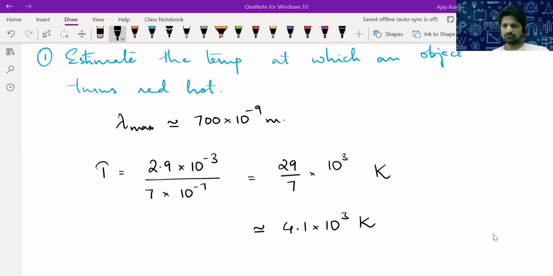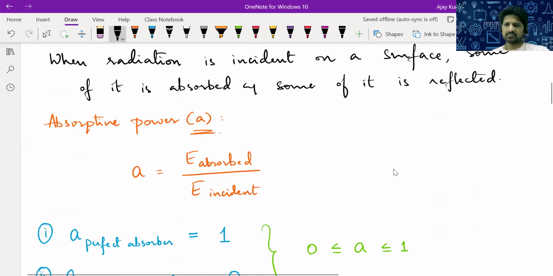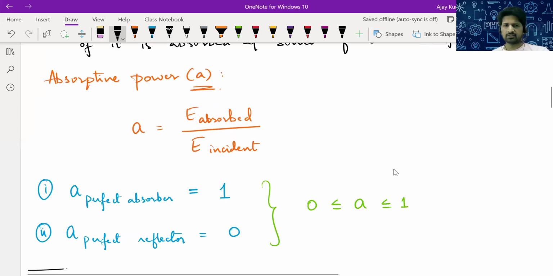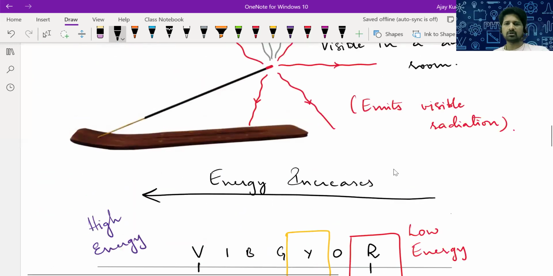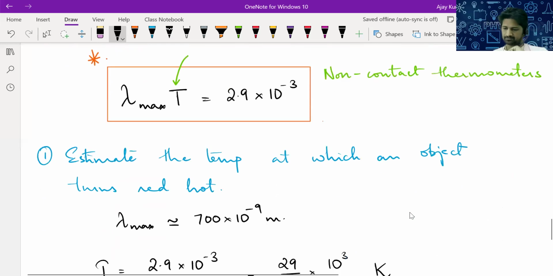So what all have we discussed so far in today's class? We talked about absorptive power. Basically, when electromagnetic waves are incident on a surface, some energy is absorbed by the surface, some energy is reflected. So out of all energy incident, what fraction is absorbed is what we call absorptive power. For a perfect absorber, which means a surface which absorbs all the energy that falls on it, absorptive power will be equal to 1. For a perfect reflector, it will be 0. It doesn't absorb anything. Then we talked about radiation emitted by an object at different temperatures, and the next formula we discussed is Wien's displacement law.